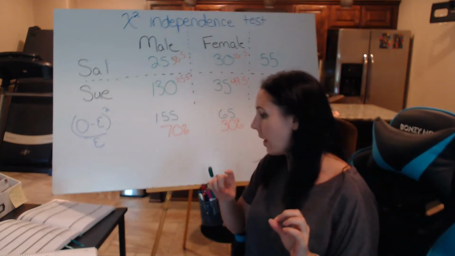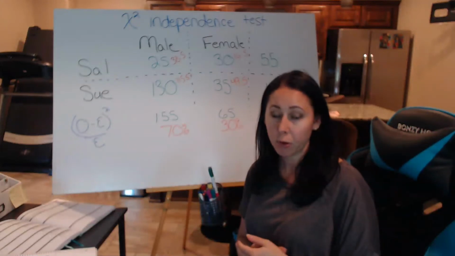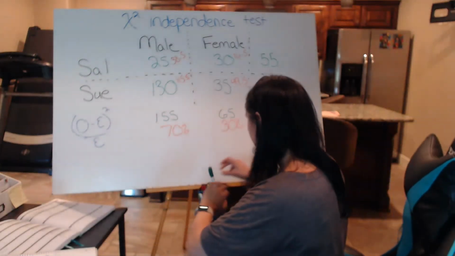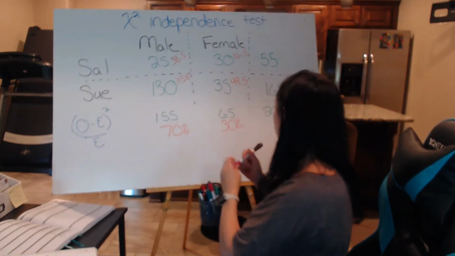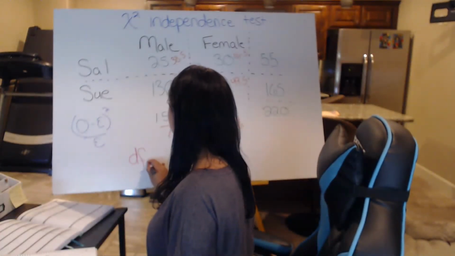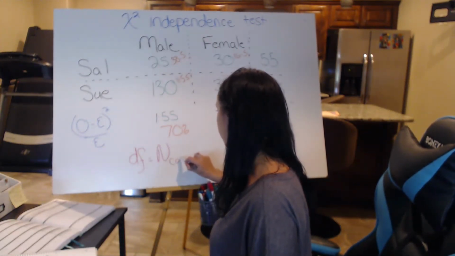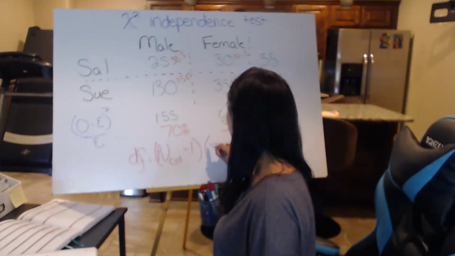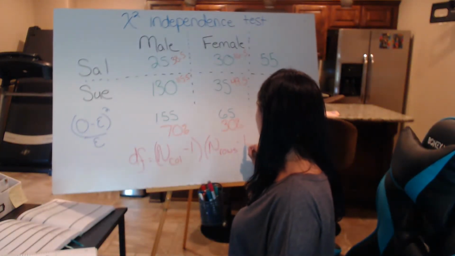But before we move on to that, real quickly, degrees of freedom for this are going to be calculated a little bit differently. We're not just going to be able to say groups minus 1. So for this, degrees of freedom is going to equal the number of columns minus 1, multiplied by the number of rows minus 1.